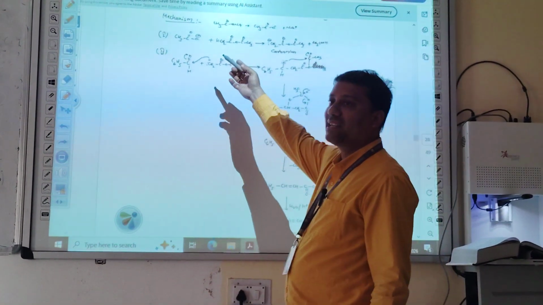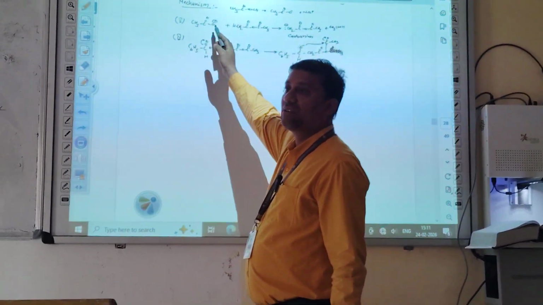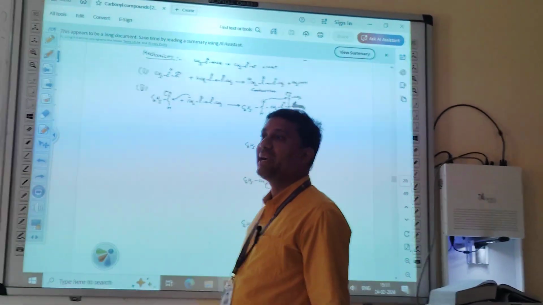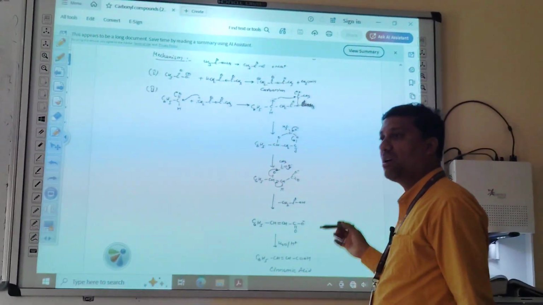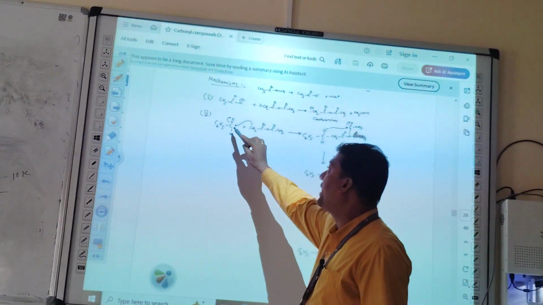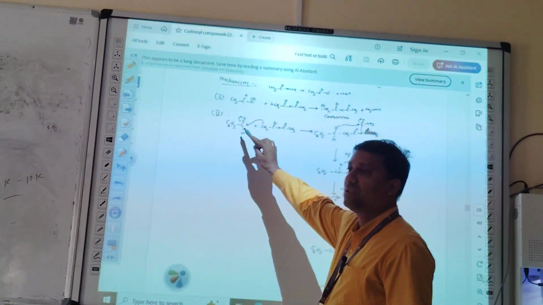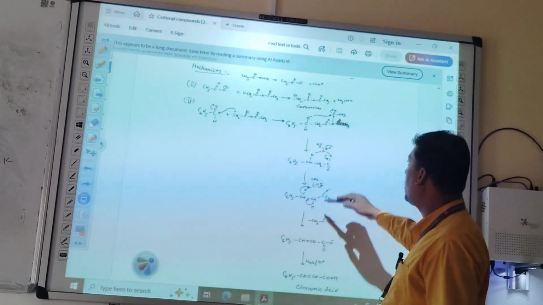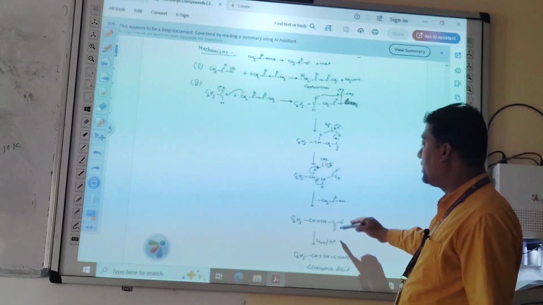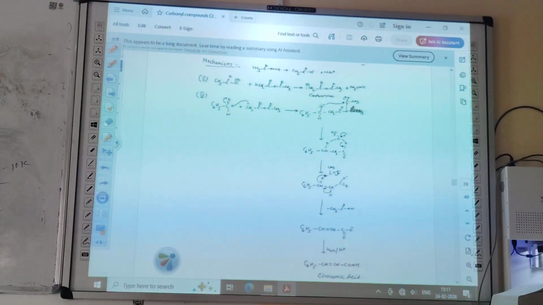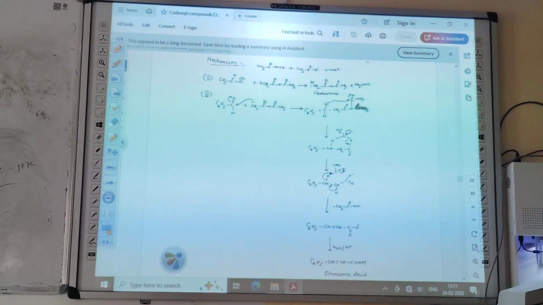Here the same mechanism is there. Formation of carbanion ion. That carbanion ion attacks in a nucleophilic addition reaction. This is the carbanion ion that will attack the carbonyl carbon, and the same product will be produced. These are the intermediate reactions. Finally, the alpha beta unsaturated compound, that is cinnamic acid, will be produced.